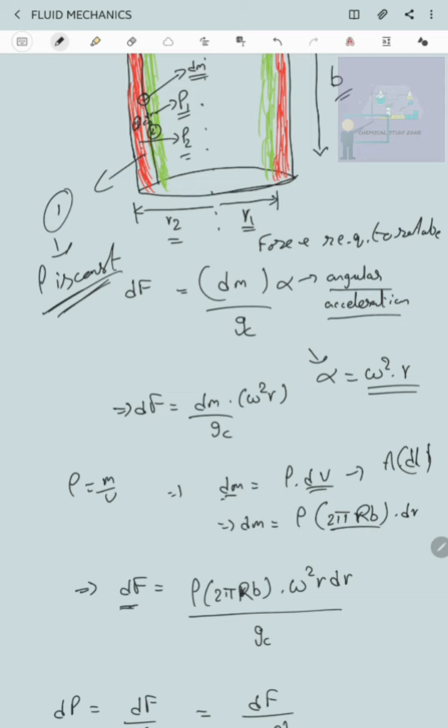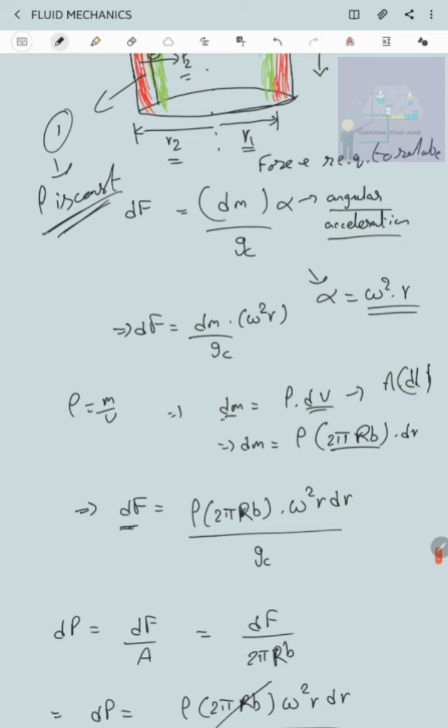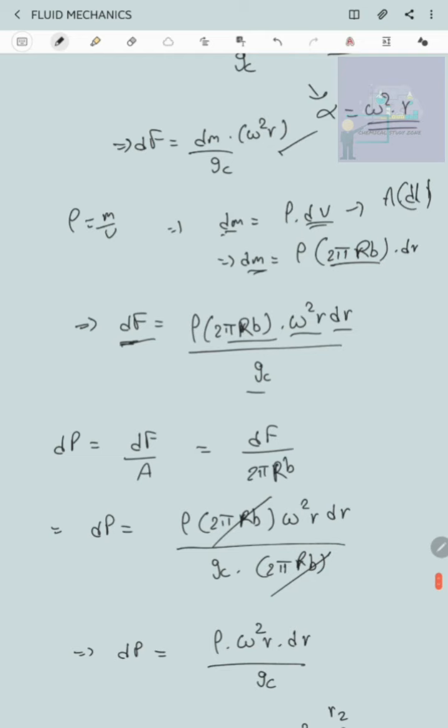Substituting this alpha value in the above equation, we get dF equals dm into omega square r by gc. In place of dm we can write rho into dV, as the change in volume is nothing but area into the change in the radial distance. The area is 2 pi rb and the small change in radial distance is dr, as we are considering a small part of the system. Substituting this dm value in the above equation, we get dF equals rho into 2 pi rb into omega square r into dr by gc. Now we have got the pressure force difference.